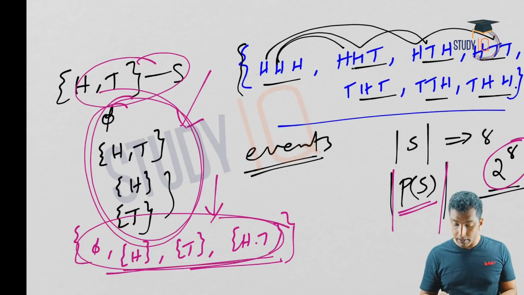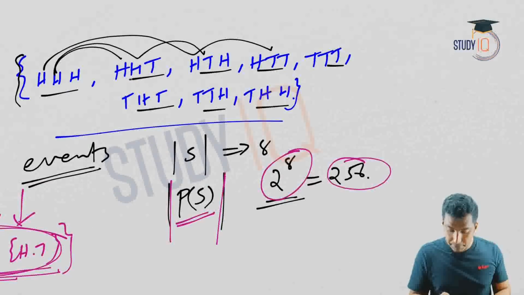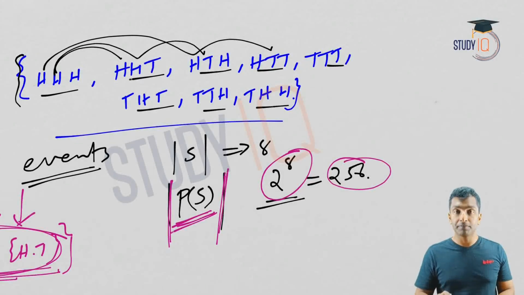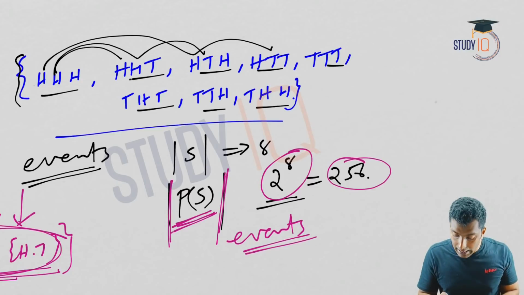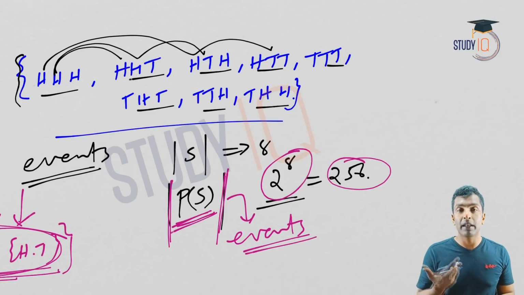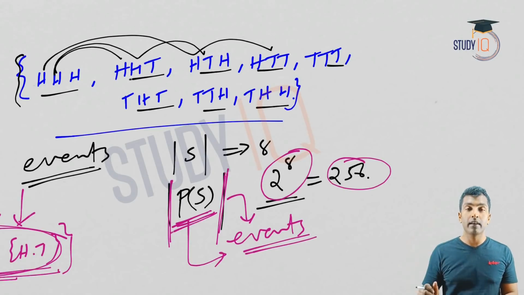Which is what you have written here. And how will you get the number of that? 2 raised to n. That's how you got here. And you represent it like this, the power set. So events, this is nothing but events only. The cardinality of the power set is nothing but the number of events only. So power set means all the possible events.